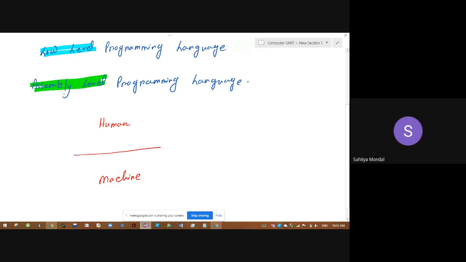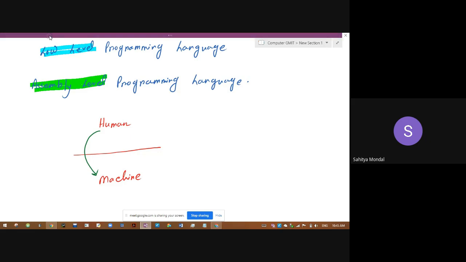Okay, now see what I am talking about. This is the human and this is the machine. So a human does some programming to communicate with the computer. Based on the category of the syntax, we have three different kinds of programming languages: high level, low level and assembly level. Now, talking about a programming language, let's say programming language X.